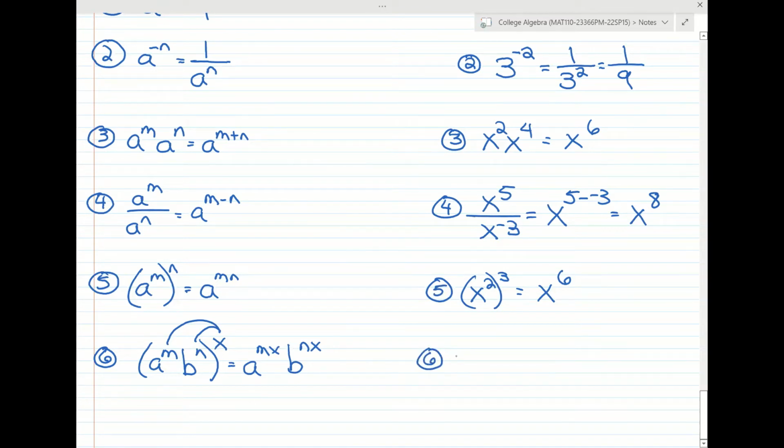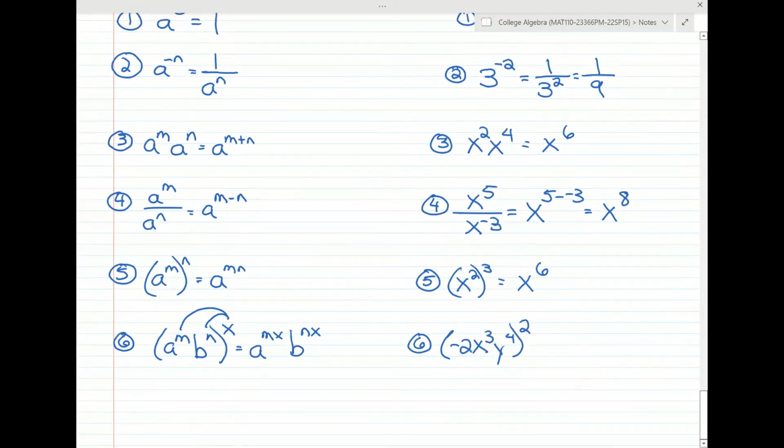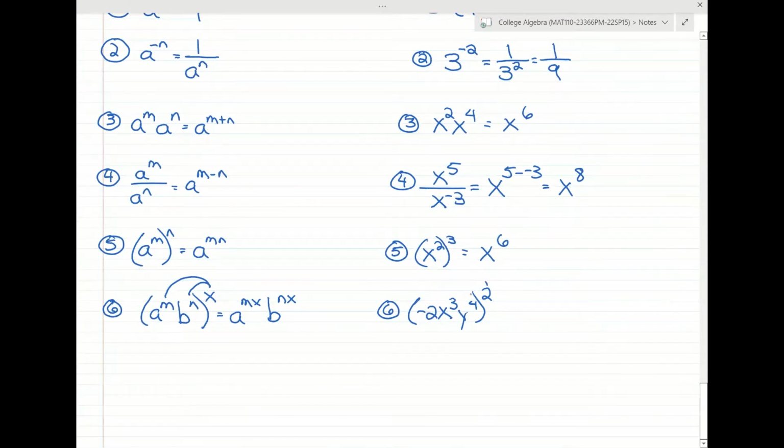An example would be you had -2x to the 3rd, y to the 4th, all to the 2nd power. Using this property, we're going to distribute this to everything. So you just want to be careful with the -2. This is really -2 to the second power, x to the 6th, y to the 8th, or 4x to the 6th, y to the 8th. Make sure you raise that whole number to that power.